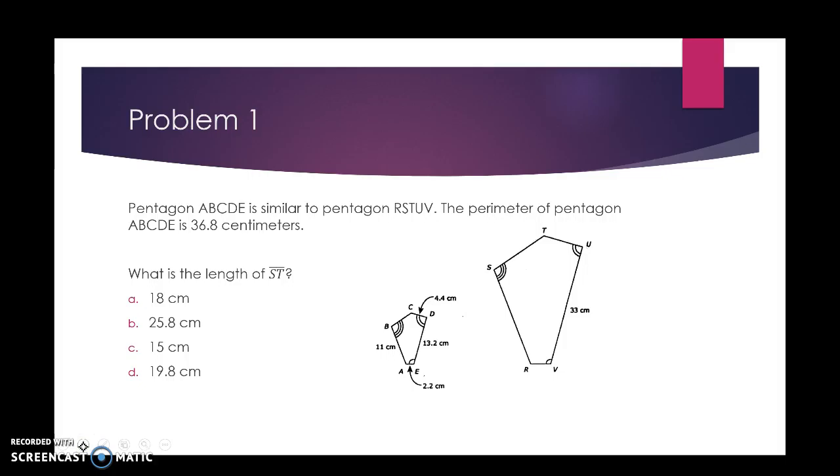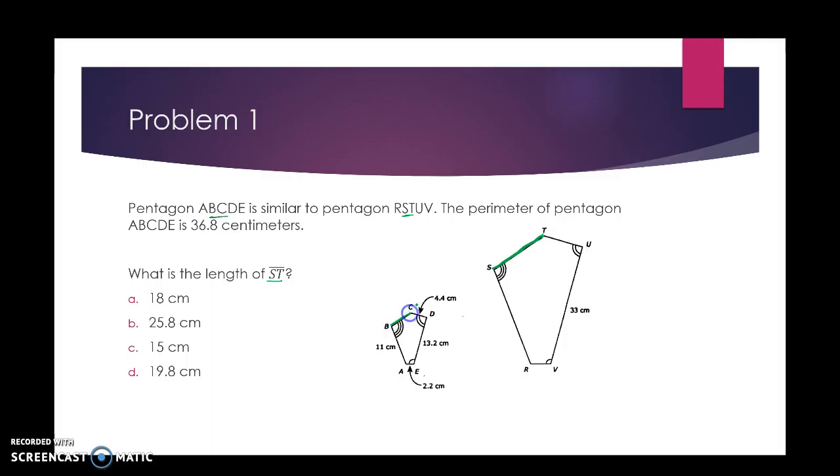Okay, so problem number 1. Pentagon ABCDE is similar to pentagon RSTUV. The perimeter of pentagon ABCDE is 36.8 centimeters. What is the length of ST? So first of all, we're looking for ST. So I can label that over here. And to find the corresponding side, I can look up here and see ST, and that means that BC is going to be the corresponding side.